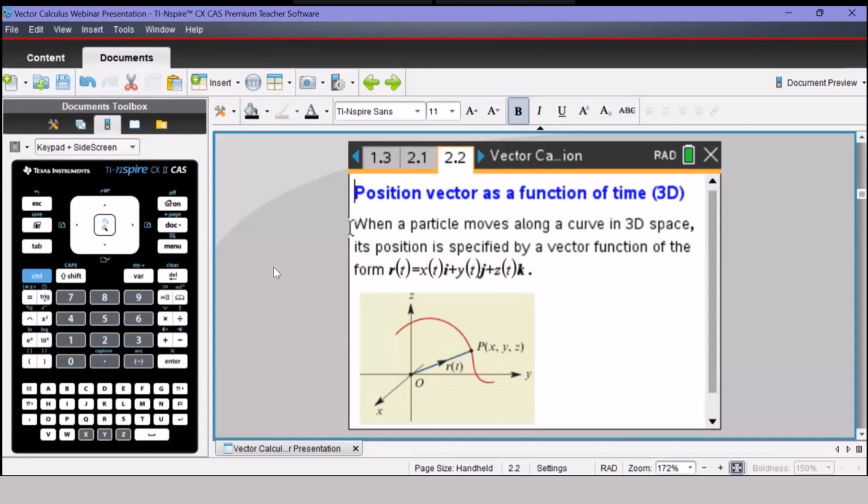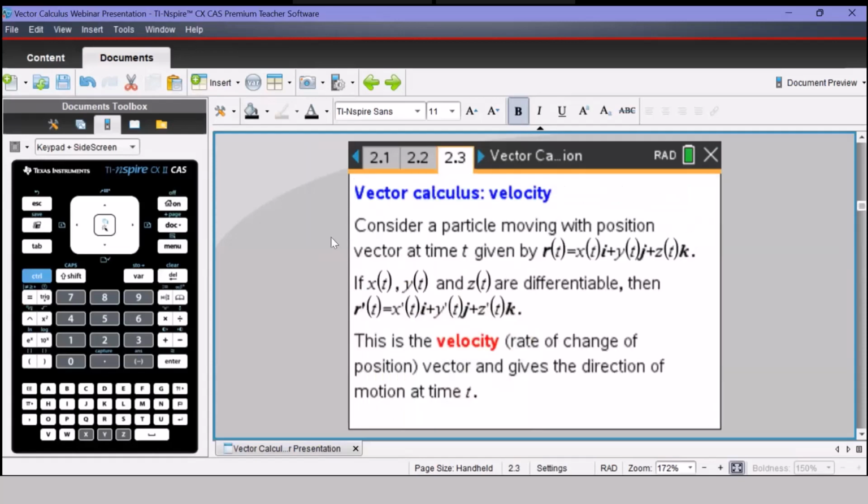Correspondingly, when a particle moves along a curve in 3-dimensional space, its position is specified by a vector function of the form vector r of t is x(t) i plus y(t) j plus z(t) k. i, j and k are direction givers, and they'll have a magnitude of 1, so they're unit vectors. And again, we've got the particle moving along a path or a curve there denoted in red, and you can see the position vector there.